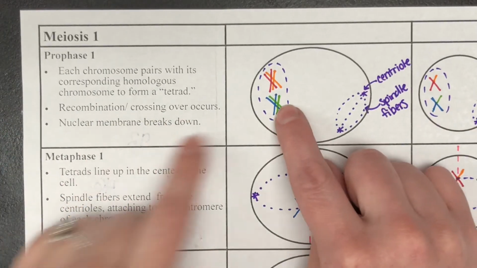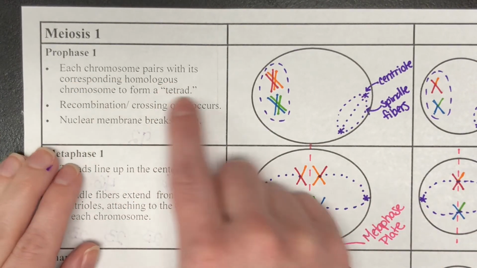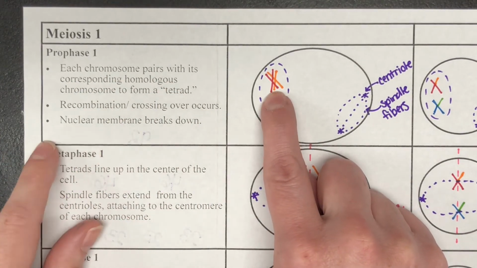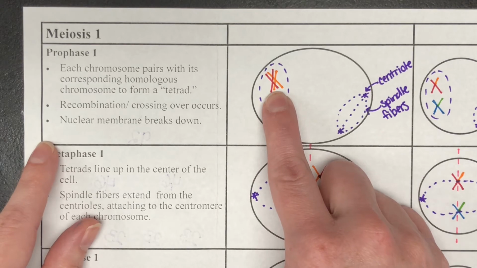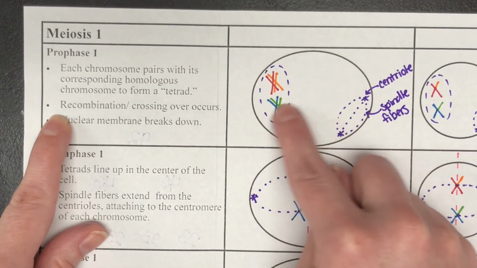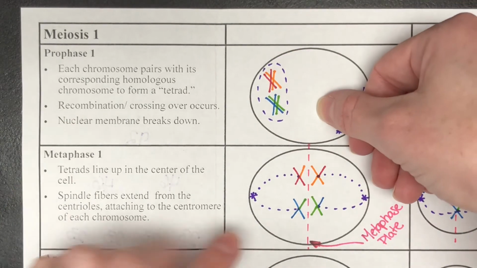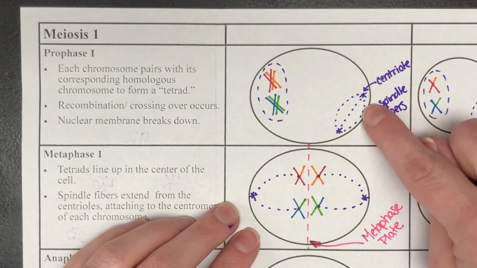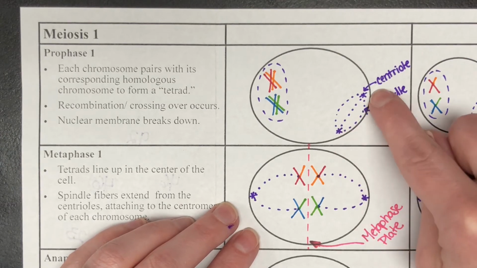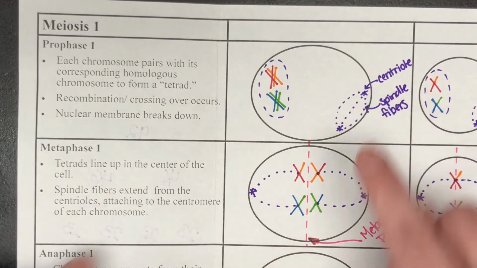So let's start. We're going to start up here. So prophase 1, this is kind of what it would look like. Each chromosome pairs up with its corresponding homologous chromosome to form a tetrad. Recombination and crossing over is occurring here, and this nuclear membrane is breaking down. The spindle fibers are moving across between these 2 centrioles, and those 2 centrioles are moving to opposite ends of the cell.